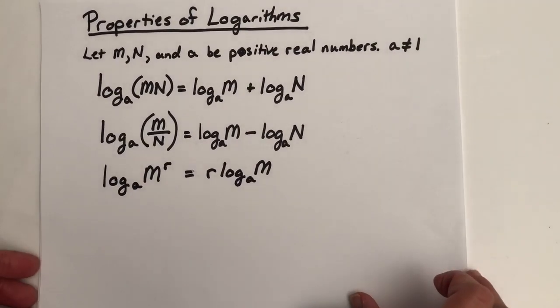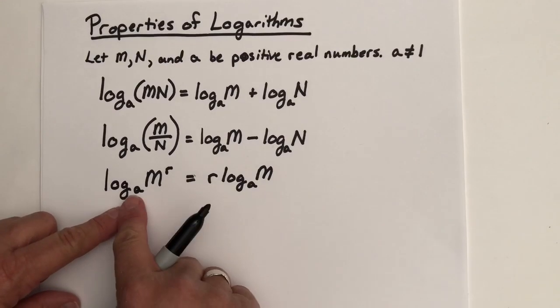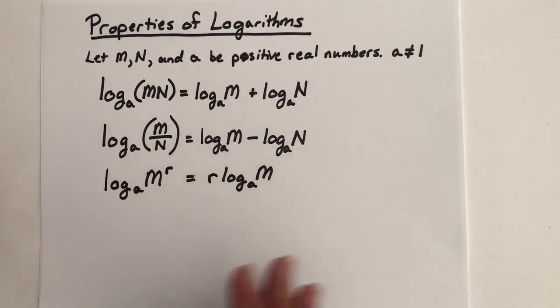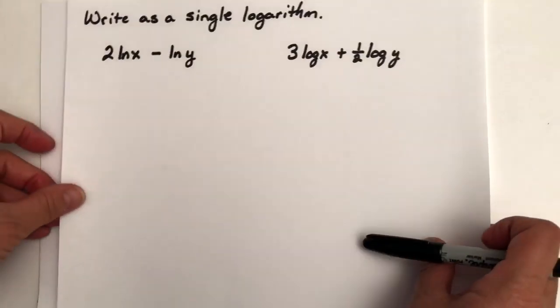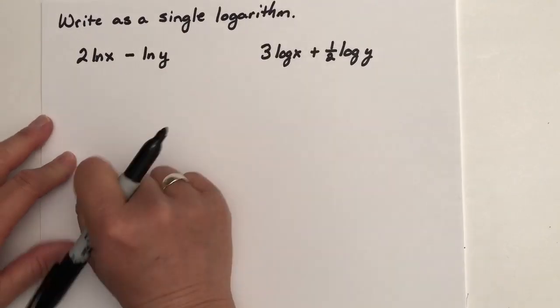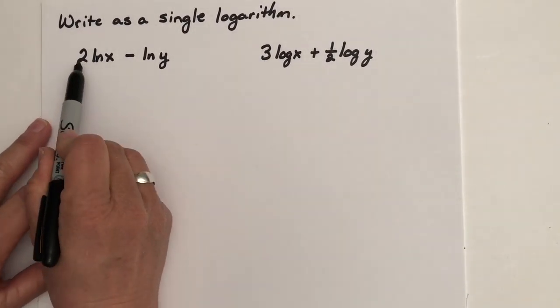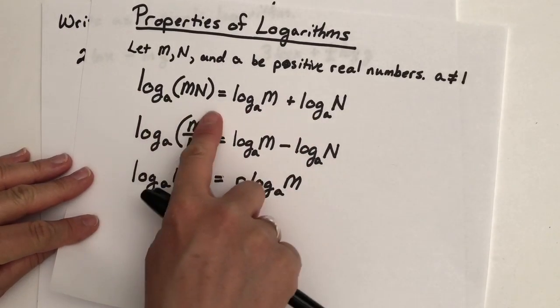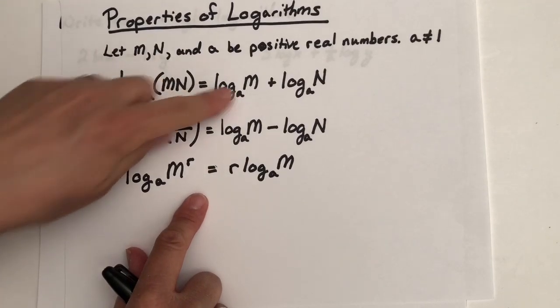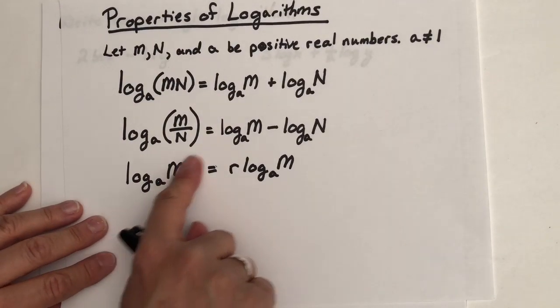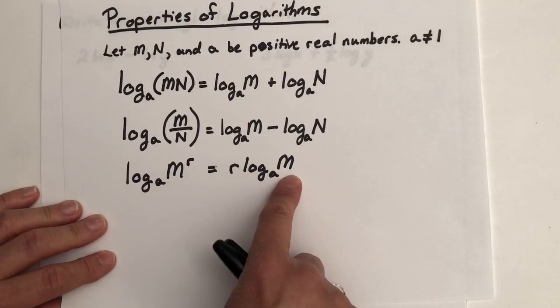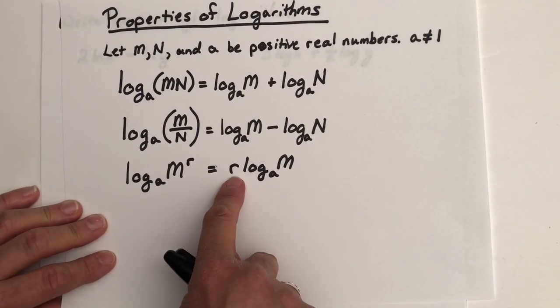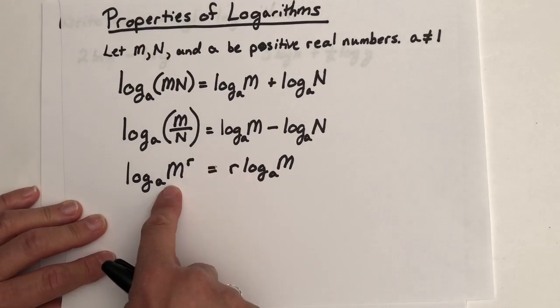Let's practice writing as a single log, now adding this to our repertoire of properties we're familiar with. So, the directions are to write as a single logarithm. Let's do this one first. So we have a coefficient of our logarithm. Remember, as with the previous properties, you can go in either direction. So I can start with the log of a power and write it as the product of the power and the log. Or if I have the product of a power and a log, I can rewrite it this way.